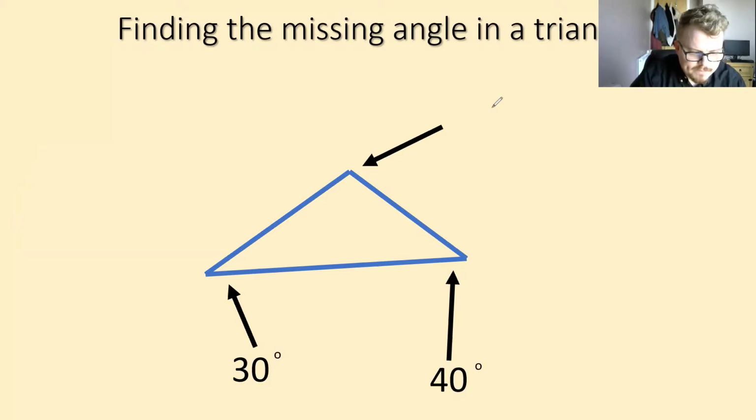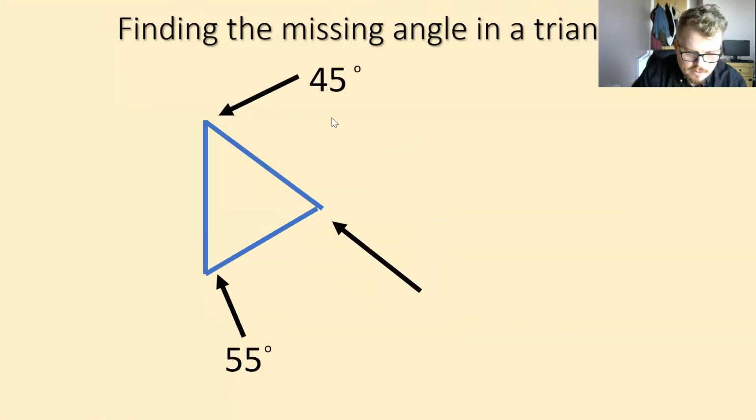Okay, let's do one more. In this triangle, once again, it's going to add up to 180. So all I need to do is add the two angles I've been given together. I've got 45 here and 55 here. 45 plus 55 is 100. So I have to subtract 100 from 180, and that will leave me with 80 degrees. So I know the value of this missing angle is 80 degrees.